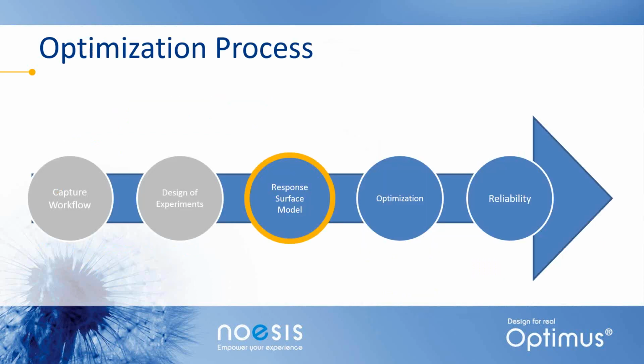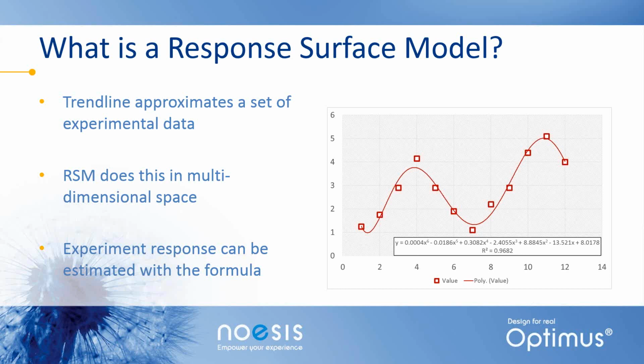After we have our design of experiments, we can move into creating a response surface model. Now, the best way to describe the response surface model is to refer back to Excel. Hopefully everybody has used or at some point seen the add trendline feature inside of Excel. What the add trendline feature does is it approximates a function through a given set of experiments or a given set of design points. The response surface model does the exact same thing, only in multi-dimensional space.